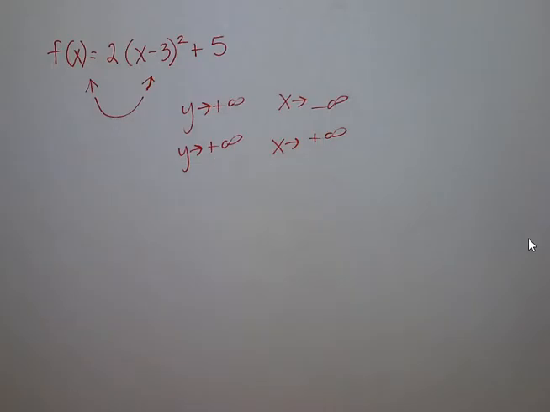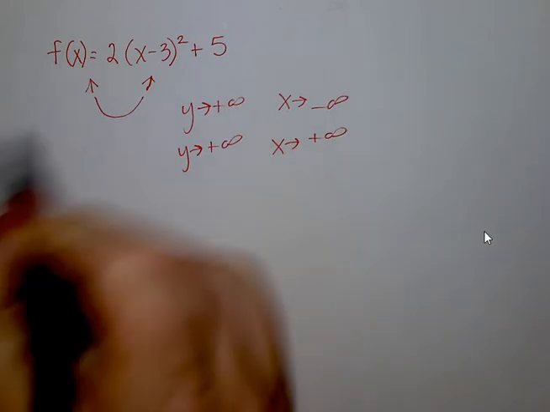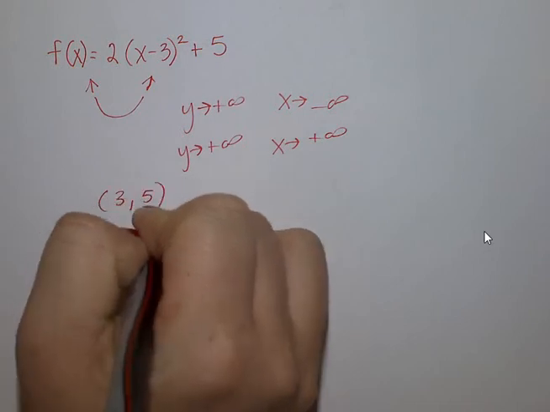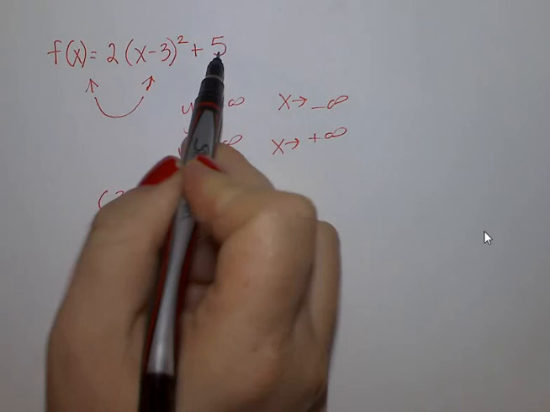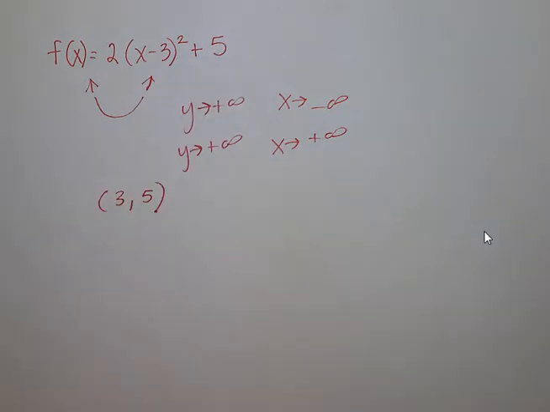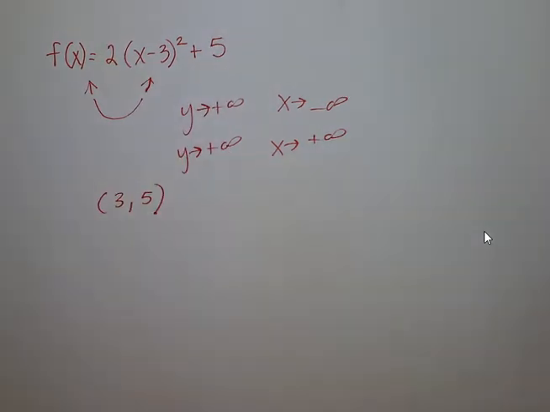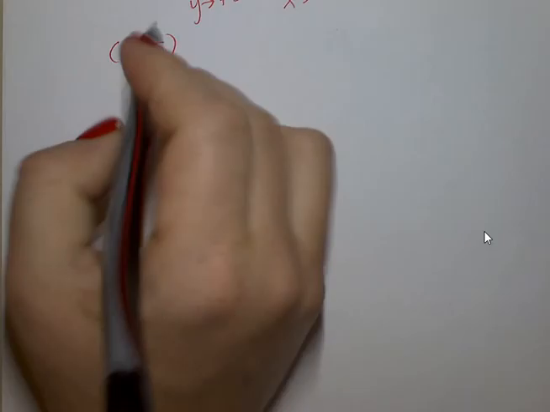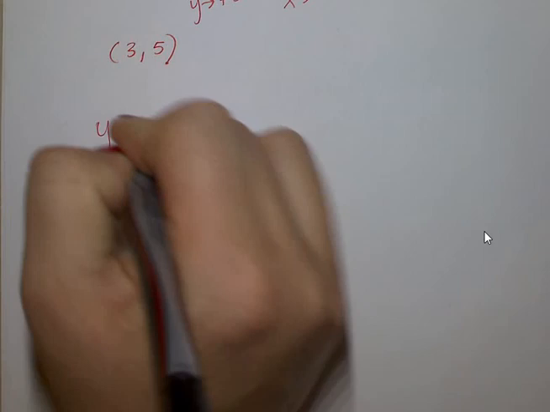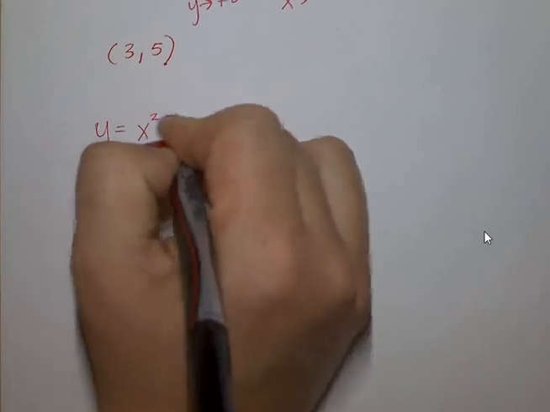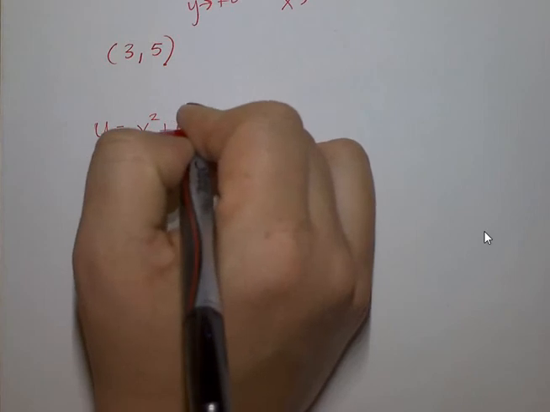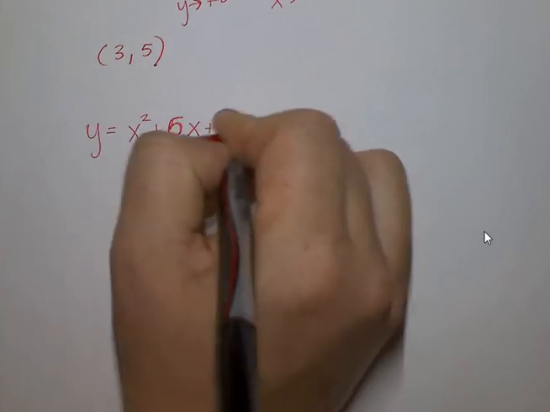So this is in vertex form, so one of the advantages is we can easily see what the vertex is. The vertex is +3 and +5. Not -3, 5, but +3 and +5. Next equation. Please write down the next equation.